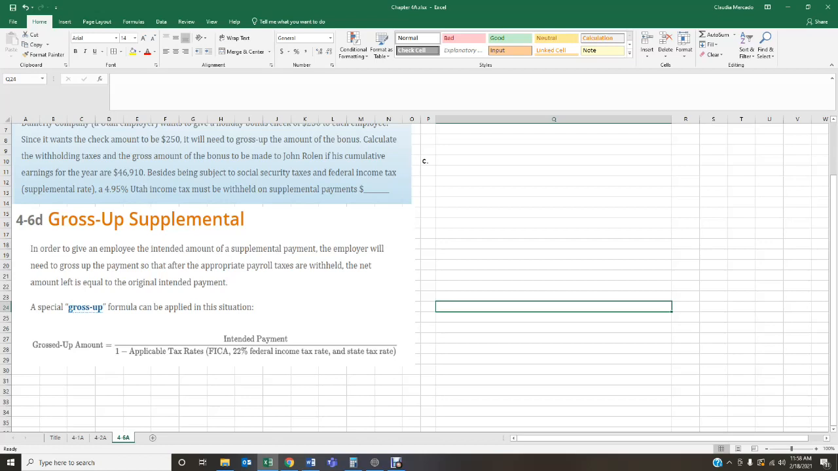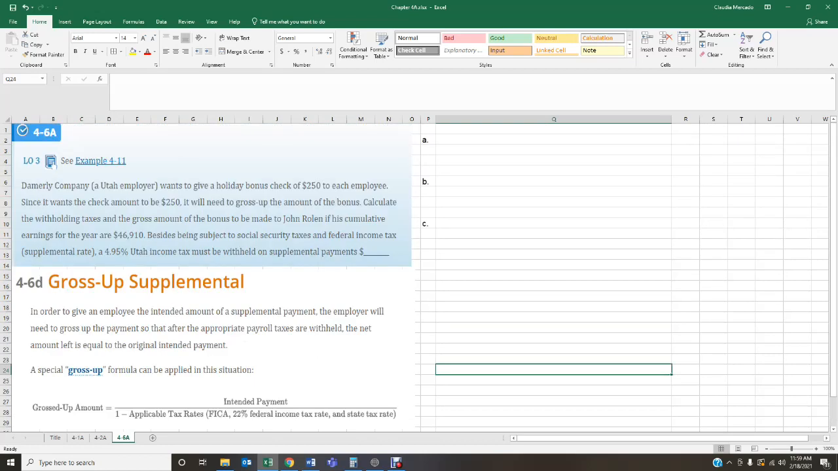And they provide us with the formula that we need to be using. The formula for your grossed up amount is your intended payment over 1 minus the applicable tax rate. And we have FICA, which is OASDI and HI, a 22% federal income tax rate, and a state tax rate. Those are the things that we're going to be taking into consideration here. So let's tackle the first part of the problem, where we are going to lay out our formula.